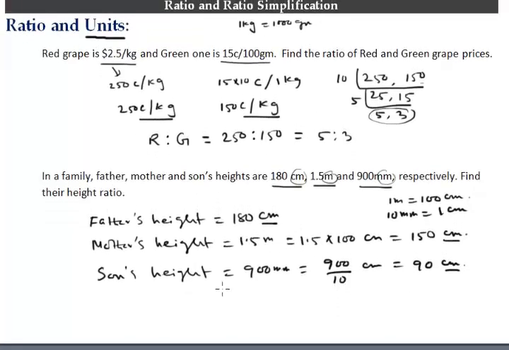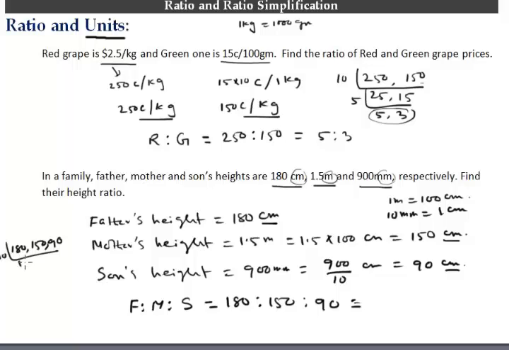Now we can write the ratio of their heights, that is father, mother and son. Their heights ratio is 180 ratio 150 ratio 90, because father's height is 180 centimeter, mother's height is 150 centimeter and son's height is 90 centimeter. Now we need to simplify this 180, 150 and 90. We will take 10 common first, so we'll get 18, 15 and 9. All these three have 3 as a factor, so we'll take 3 common, so we'll get 6, 5 and 3.